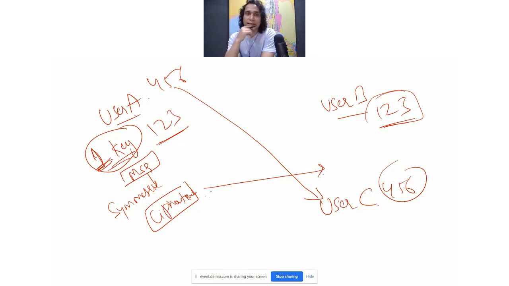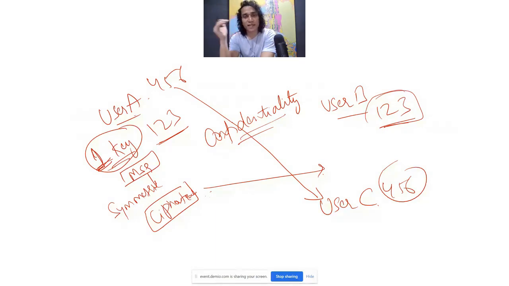Another problem is that it only provides you confidentiality. What is confidentiality? Confidentiality is the ability to make sure that some information can only be accessed by the authorized individuals. It cannot be accessed by unauthorized individuals. All right. And that is what this encryption does as well, right? If user A encrypts a message using this key and sends it, it can only be read by user B, who has the same key. It cannot be read by user C.